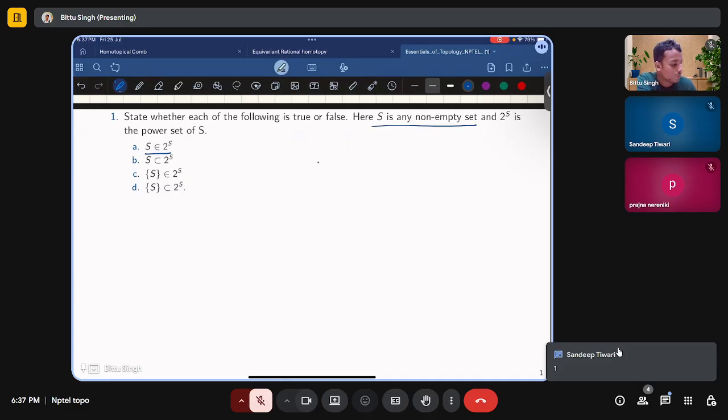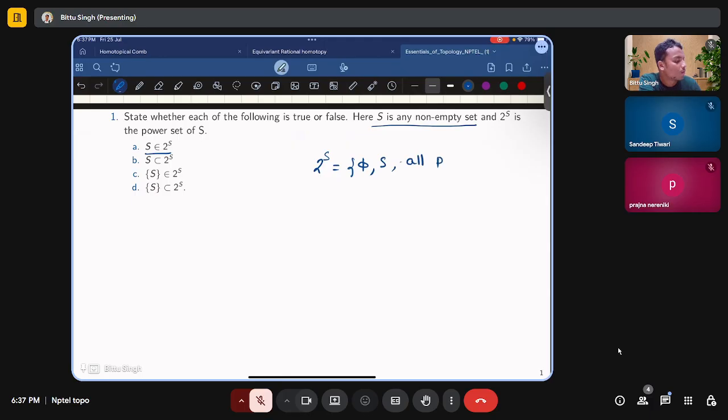So this is true. Why? Because 2 to the power s will look like empty, and the whole set and all those proper subsets, all proper subsets. So here you can see s is also a member of this power set. So clearly s belongs to 2 to the power s. So this is true.